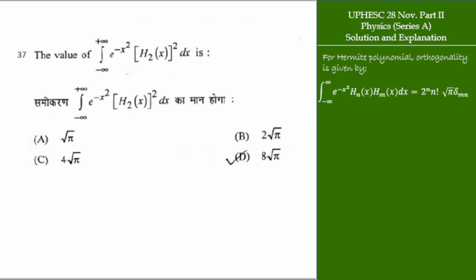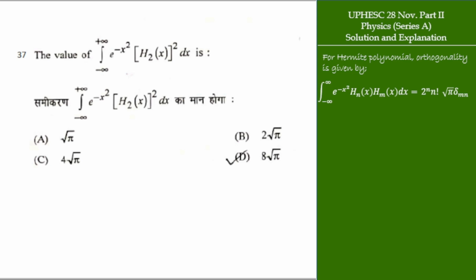Integration from minus infinity to infinity of exponential power minus x square, Hermite polynomial of order n as a function of x, Hermite polynomial of order m as a function of x, dx, is equal to, in the right hand side, 2 to the power n factorial n square root of pi along with the Kronecker delta mn. Now, what is the value of the Kronecker delta here?